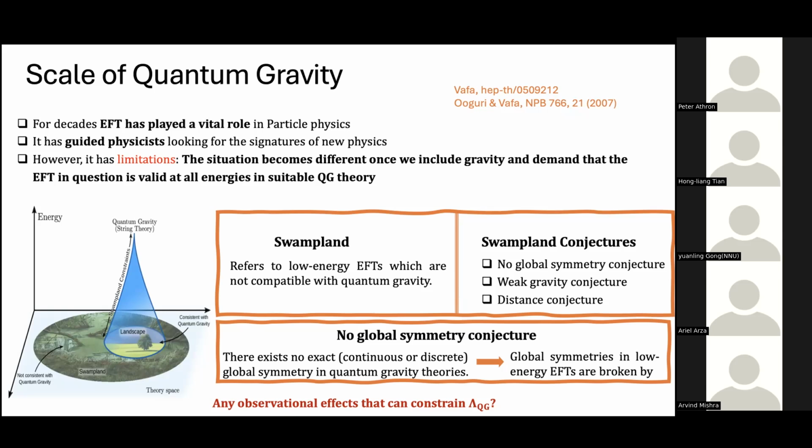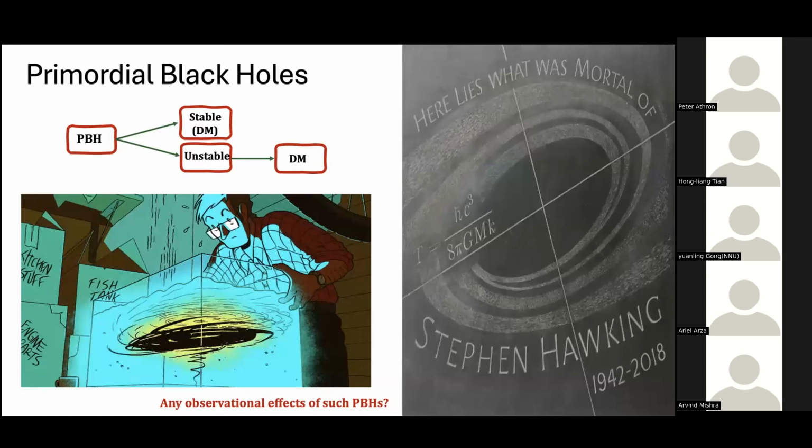Next thing I would like to talk about is primordial black holes. We know that primordial black holes have very good phenomenology, because they can play the role of dark matter if they are stable, depending on their mass. And if they are light enough, they are unstable and can produce particles which are stable and can play the role of dark matter. So phenomenology-wise, PBHs are quite rich, but again, there is no cosmological observation. So one can ask, are there any observational effects of such PBHs?